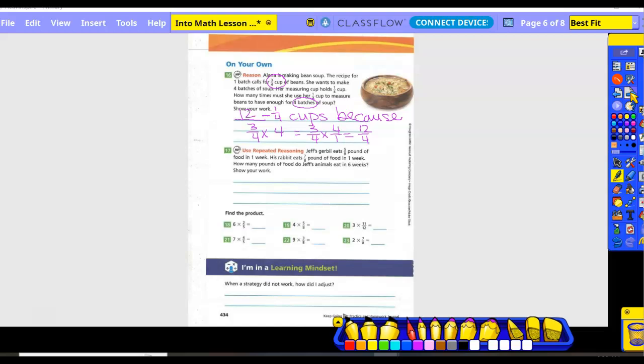Okay. Number 17. Jeff's gerbil eats 5/8 pound of food in 1 week. His rabbit eats 7/8 pound of food in 1 week. How many pounds of food do Jeff's animals eat in 6 weeks? Okay, so what do we need to do? So the 5/8, 7/8 in 6 weeks. So what do I need to do? So 6 times 7/8, right? Which would be 6 over 1 times 7 over 8.